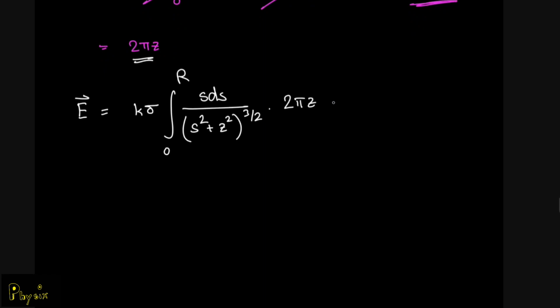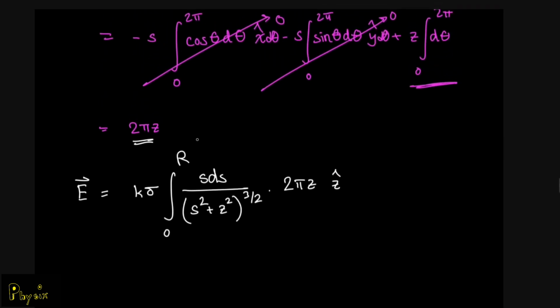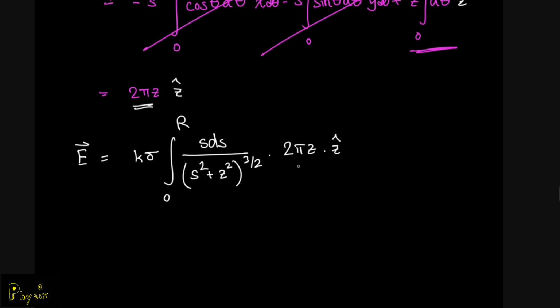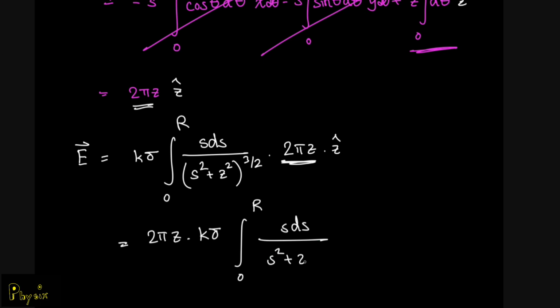Oh, I also need to add the z unit vector over here, because of course this has a unit vector. So you can pull out the 2 pi z outside because it has no s dependence. So you finally get 2 pi z times k sigma, and you are left with this integral over here.